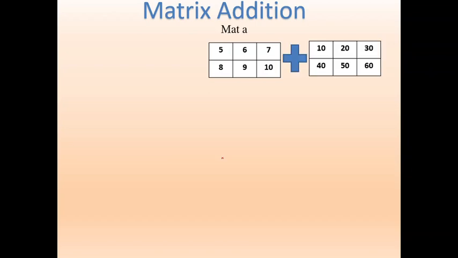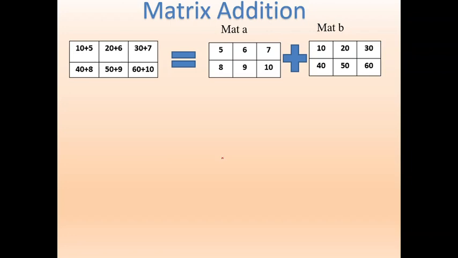Now you see the matrix addition. The corresponding elements are to be added together. You call it matrix addition. Here this is the matrix A, this is the matrix B. First row first column of A plus first row first column of B: 5 plus 10, 15. In the same way, first row second column of A is 6, first row second column of B is 20. 6 plus 20, 26. 7 plus 30, 37. Like that we add all the elements.